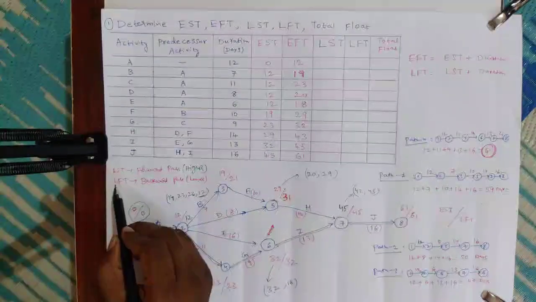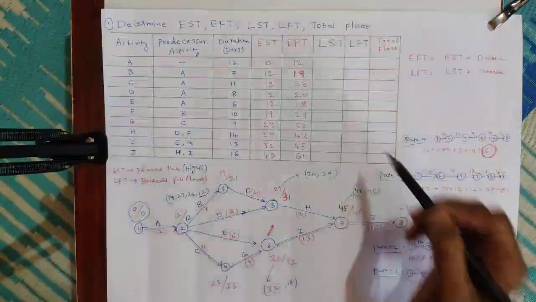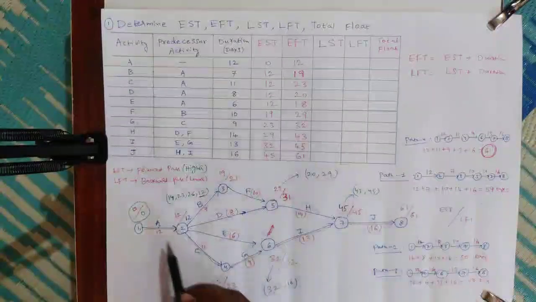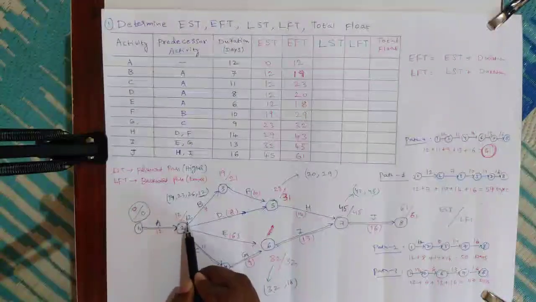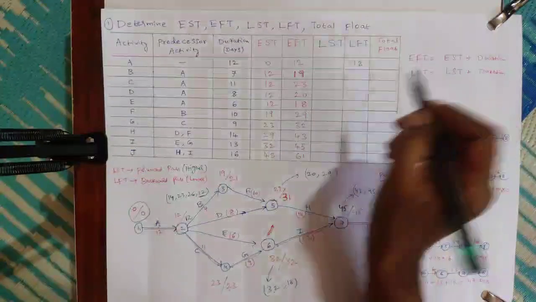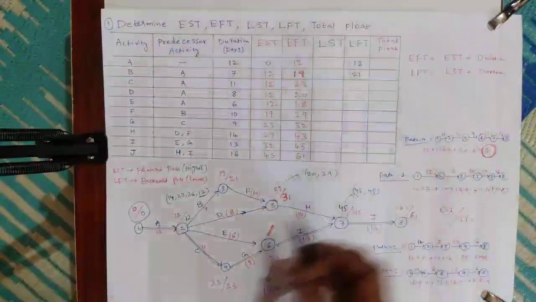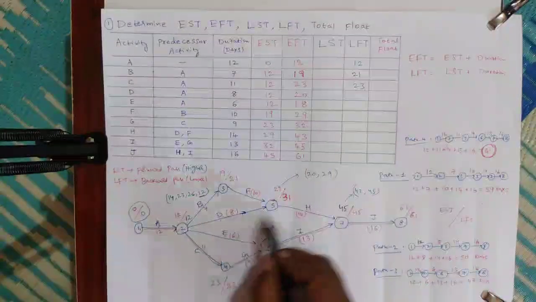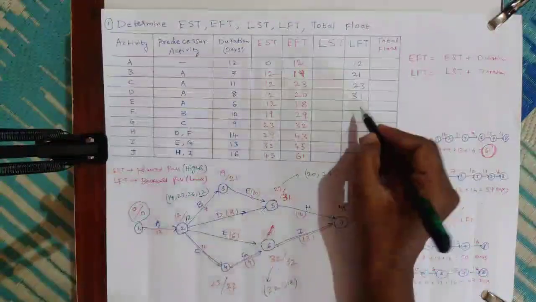LFT means latest finish time. Latest finish time is also completed. We will write down the latest finish time values. Okay, if you see here, the latest finish time value for activity A, this is activity A, this is the start time, this is the finish time. Here 12 is there. Now we will write this as 12, latest finish time, that is 12. For activity B, 21. For activity C, 23. For activity D, 31. For activity E, 32.